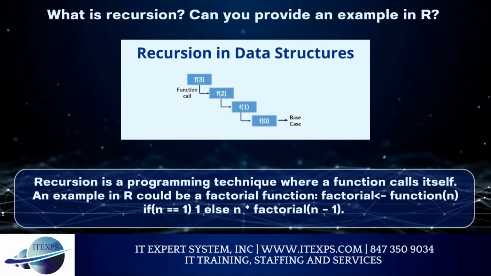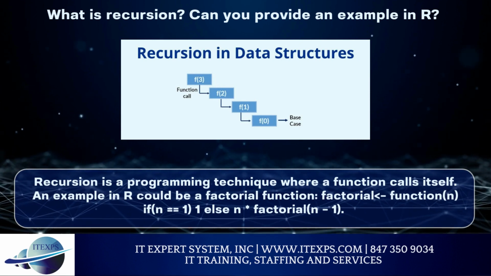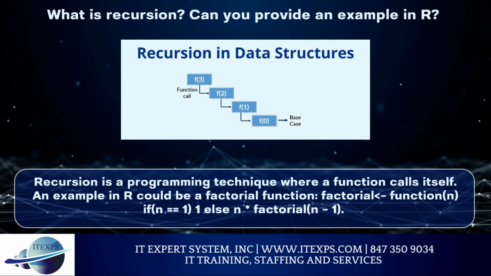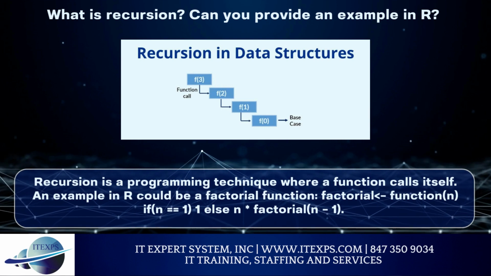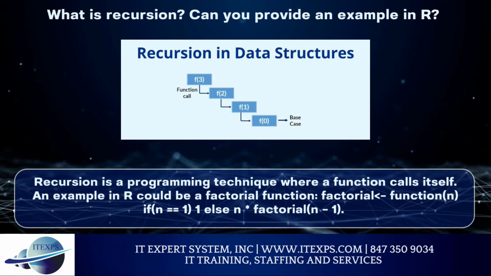What is recursion? Can you provide an example in R? Recursion is a programming technique where a function calls itself. An example in R could be a factorial function. factorial <- function(n) if n equal to 1, 1 else n multiply factorial(n minus 1).